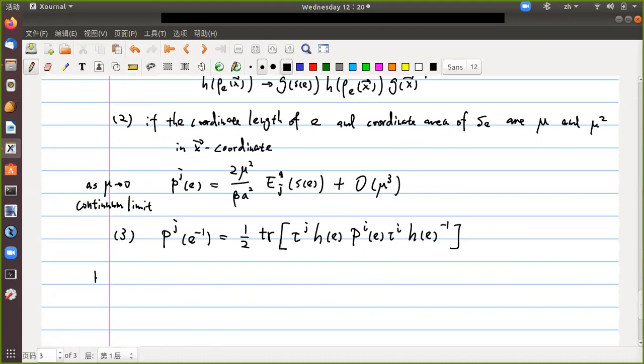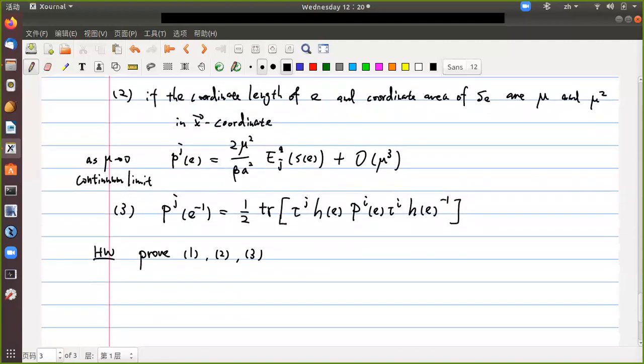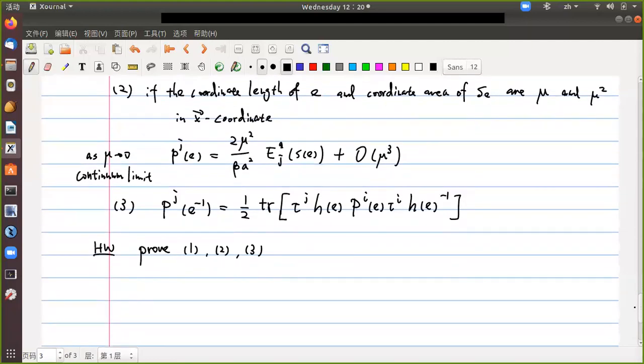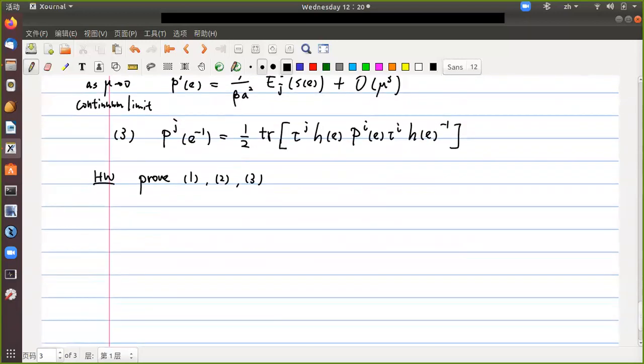Okay, and this is your homework to prove 1, 2, and 3. All of them are very simple properties, and you just plug in the formula and check. Okay, so now we have finished our definition for the lattice variable. Now, let me make a summary.